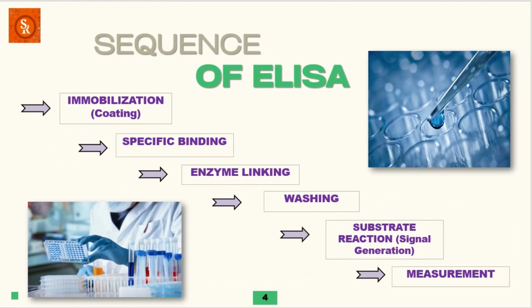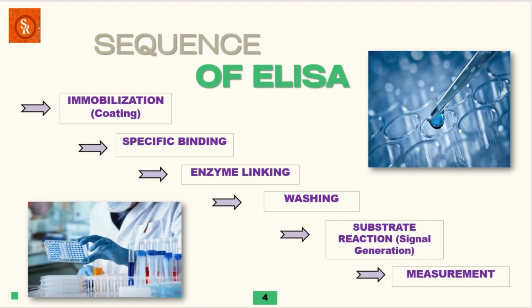The sequence of ELISA. First, immobilization. We have the vessel, such as the microtiter plate. In that vessel we coat either antigen or antibody. If we coat antigen on that microtiter plate, then we add the specific antibody. This specific antibody binds to the antigens. Once it forms a complex, we add the enzyme linked antibody. So these enzymes bind to the head of the antibody.